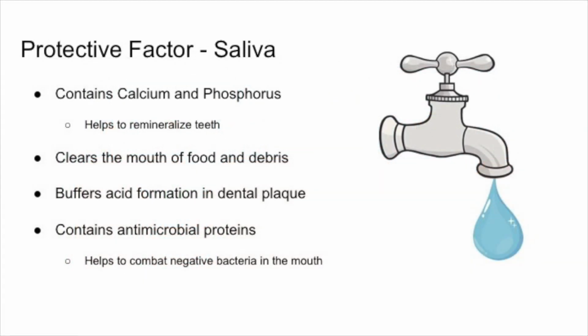Saliva contains many protective factors such as calcium and phosphorus, and this is the mouth's biggest defense against pathogens and decay. Saliva helps to remineralize teeth from early decay and clears the mouth of food and debris. It also buffers acid formation and contains antimicrobial proteins. This helps to combat negative bacteria in the mouth.